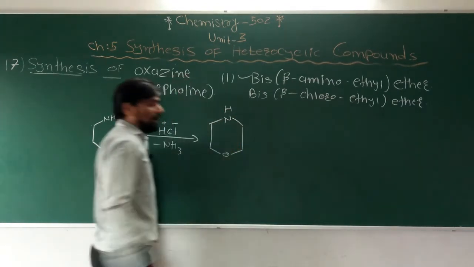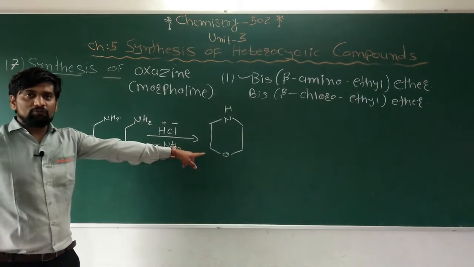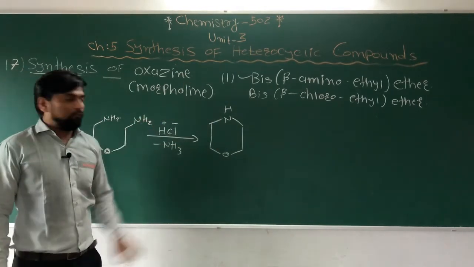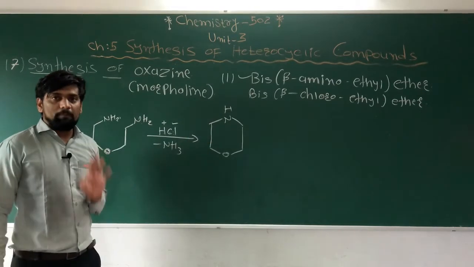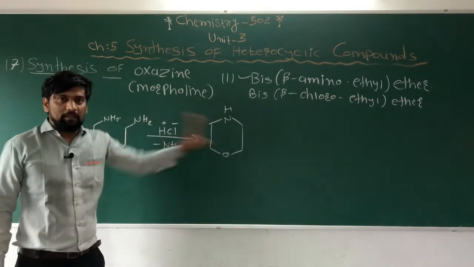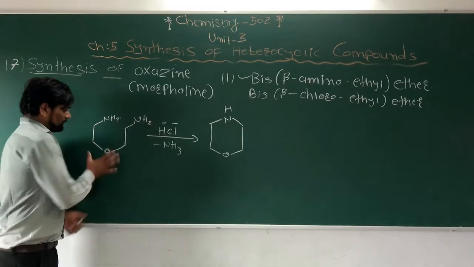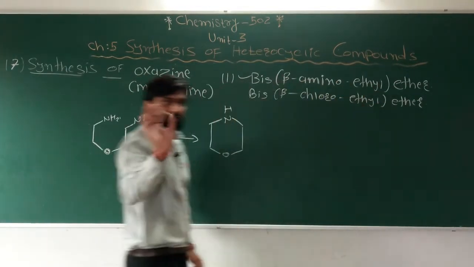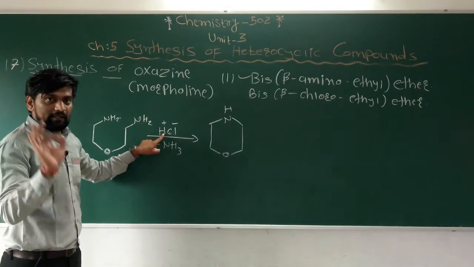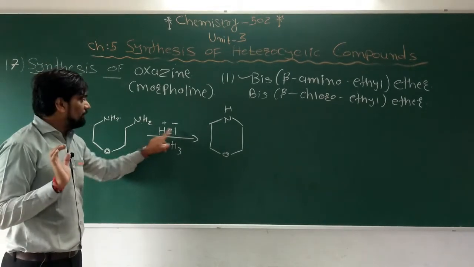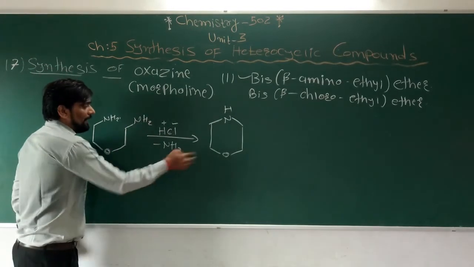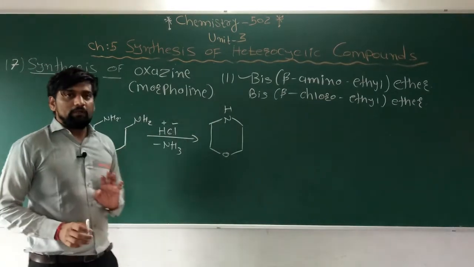So what will be the name of this compound? Tetrahydro 1,4-oxazine. It is also known as morpholine. So oxazine, meaning morpholine, will be formed. Whenever beta amino ethyl ether reacts with HCl, the reagent is important. Here we use HCl as a reagent. So ammonia will be removed and morpholine will be formed.